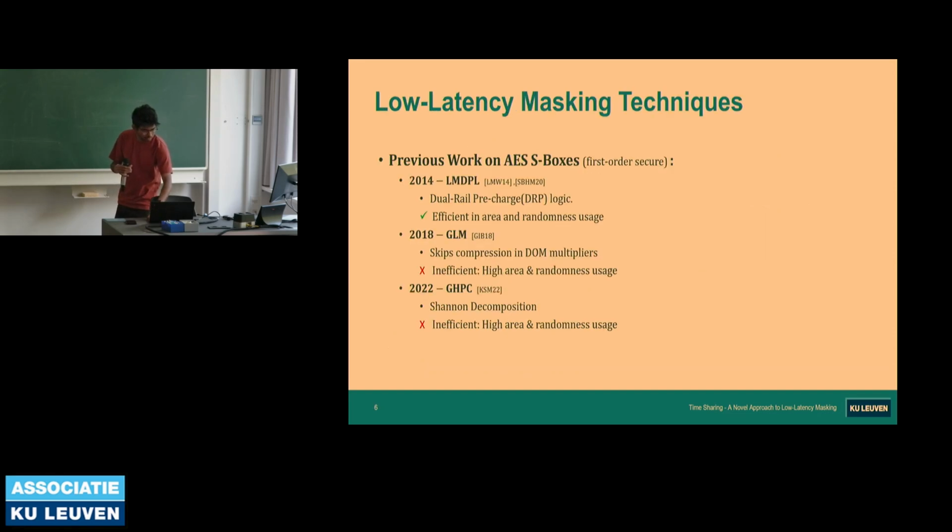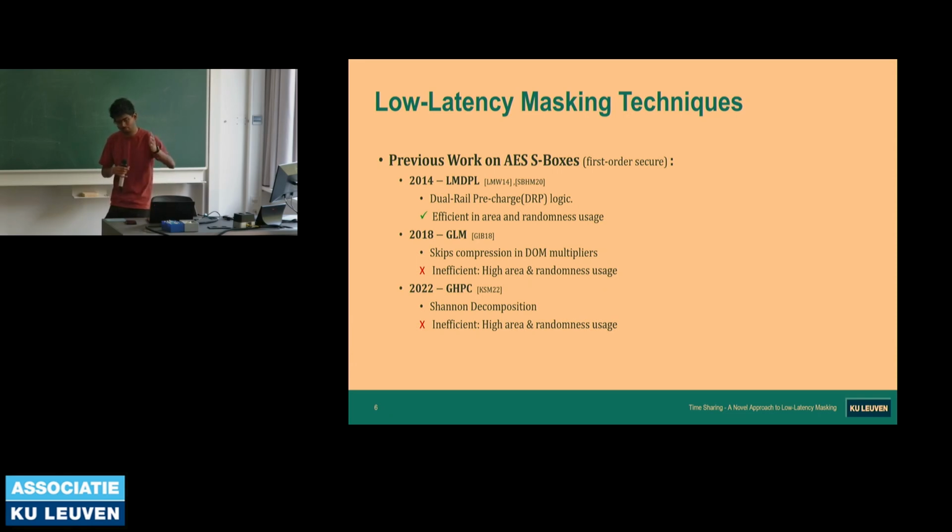So there is some previous work, which is, I think, all of these are first order secure. LMDPL and GHPC are definitely just first order secure. So I'll start with LMDPL. It was from 2014, and it's based on dual rail logic. Out of all these, and even comparing it to our work, it's the most efficient in terms of area and randomness. And then in 2018, there was GLM. It's based on the DOM multiplier that I showed before. So you just skip the register stage. You don't compress anything. You just let it grow, and then it multiplies.